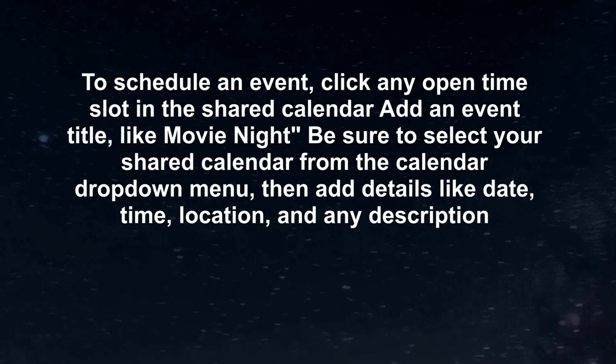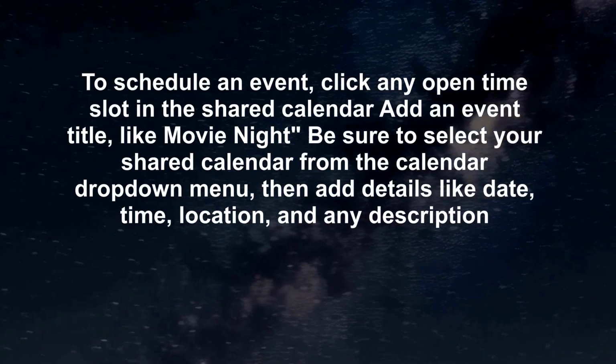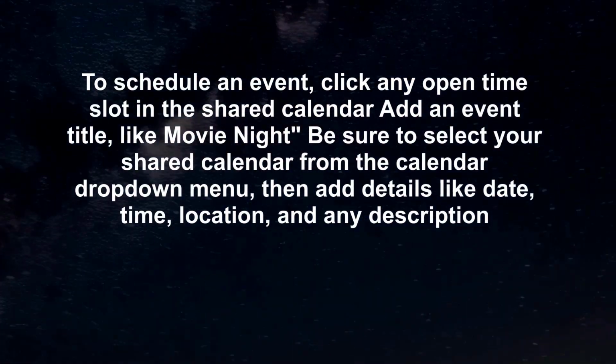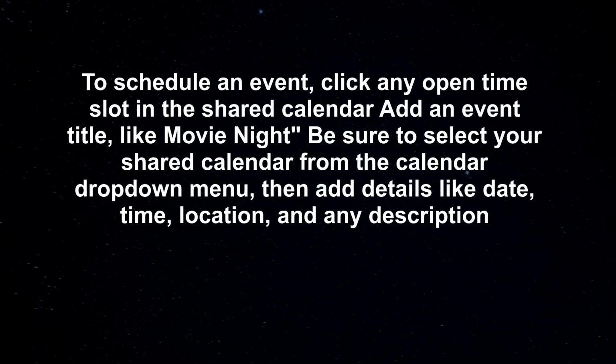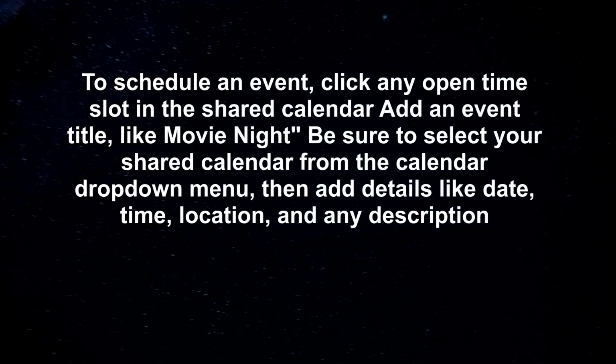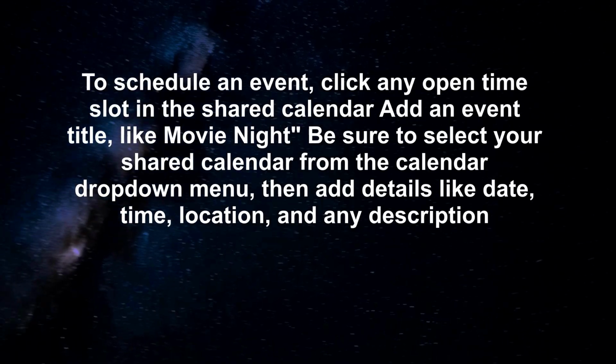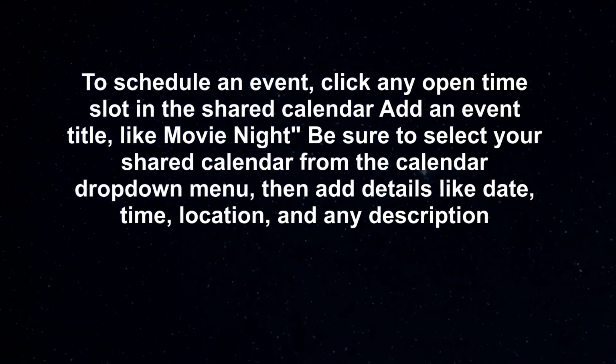To schedule an event, click any open time slot in the shared calendar. Add an event title, like Movie Night. Be sure to select your shared calendar from the calendar drop-down menu. Then add details like date, time, location, and any description.